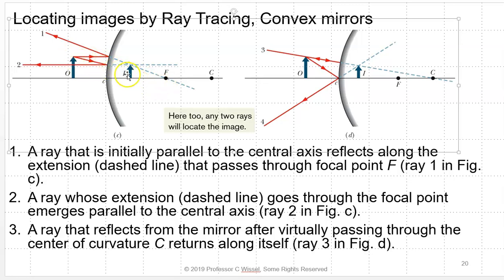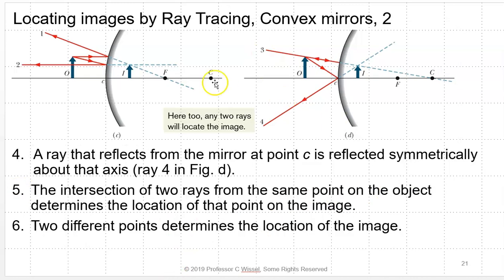If you extended this line right here, it would go through the focal point. So that means it's going to emerge parallel to the central axis. A ray that will reflect from the mirror after virtually passing through the center of curvature will return along itself. That's ray 3. A ray that reflects from the mirror at point C, the center of the mirror, will reflect symmetrically about that axis. And that's this ray 4.